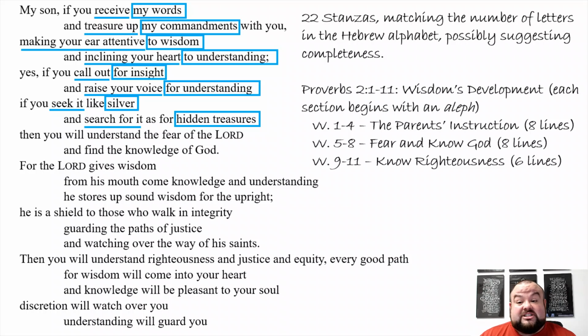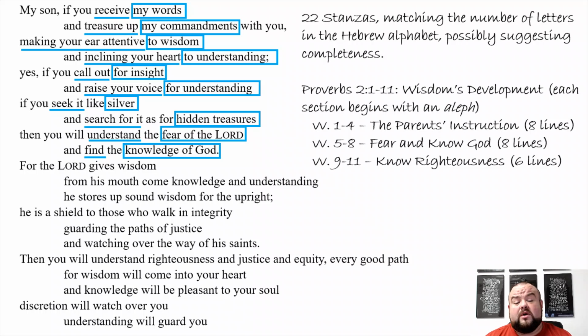In fact, chapter 2 could really just be one long sentence, as if the Father takes a deep breath and then lets it rip. And the whole chapter is really just one long sentence building on this if-then statement. Then you will understand the fear of the Lord and find the knowledge of God. We see this connection between the fear of the Lord and the knowledge of God.